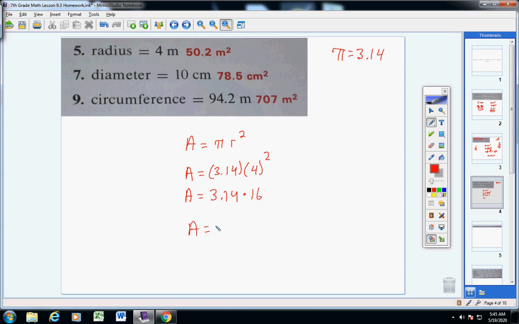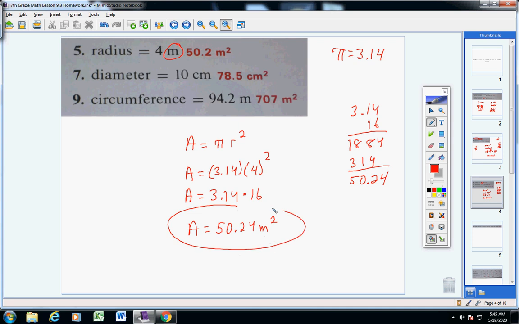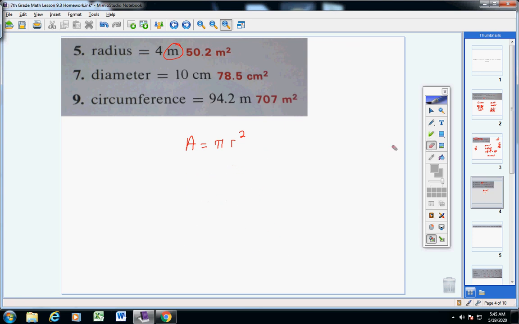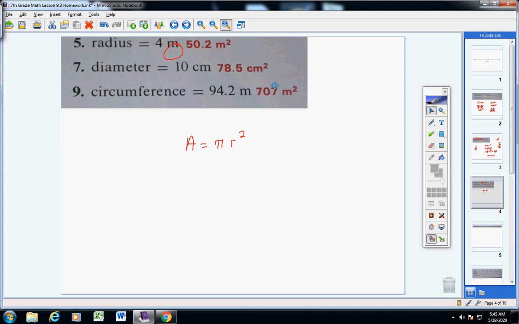So we square the 4, and I have 3.14 times 16. So 3.14 times 16, 84, 18, 314, and we get 50.24 meters. So, meters squared. There we go. Okay, guys, not difficult. Okay, now number 7, they want us to find the area of a circle again.